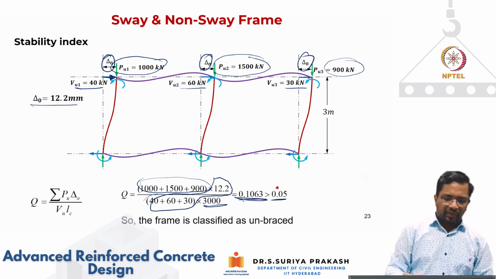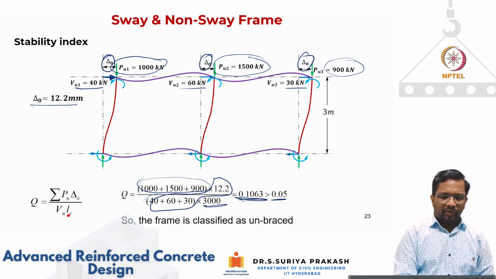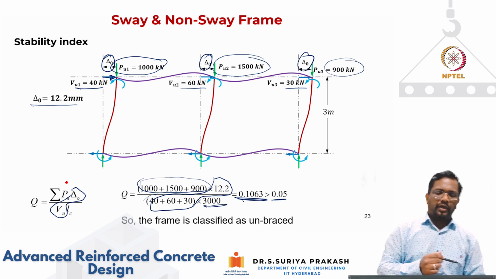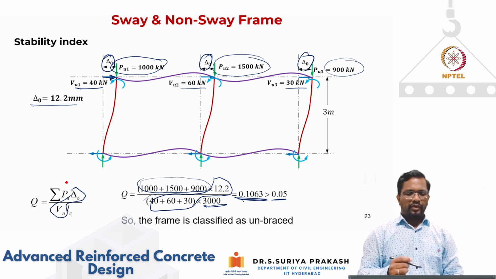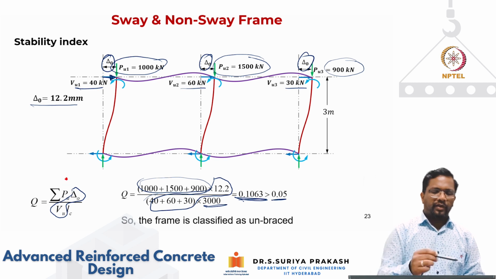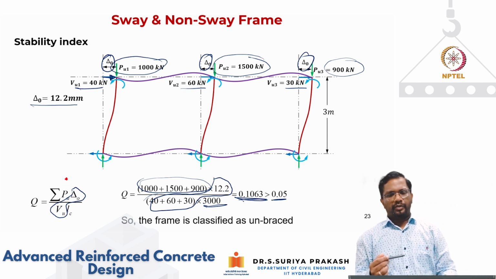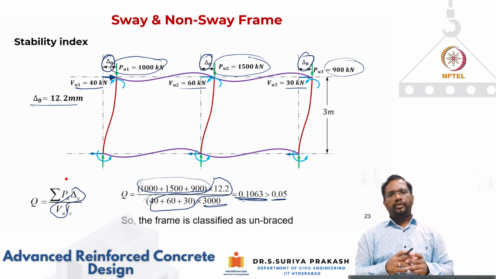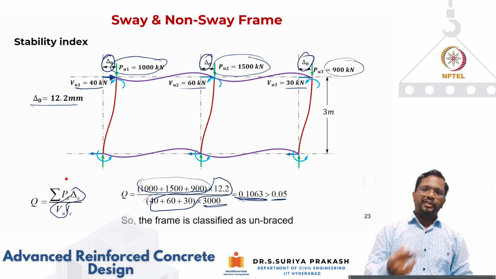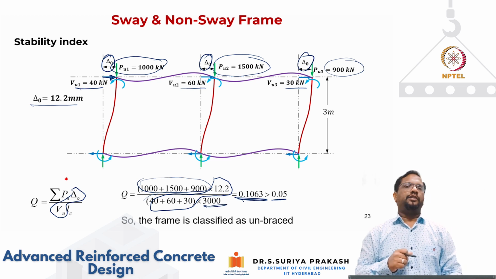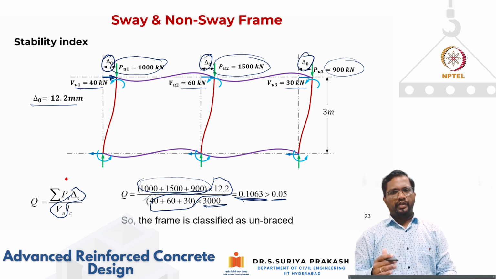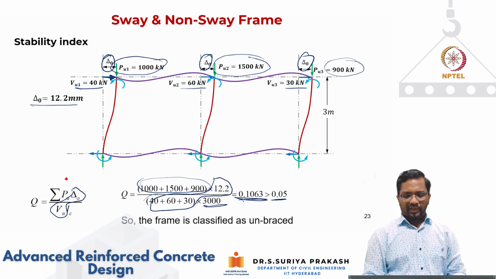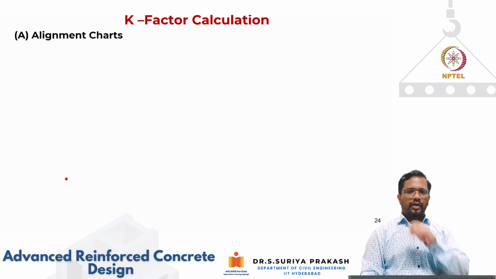You will find that this largely depends upon your delta naught by VU, which is your lateral flexibility. If I am able to calculate this delta naught by VU, or lateral flexibility, based on the dimensions of the columns and beams, then it will be easy for me to ascertain whether this particular frame is swaying or non-swaying. So let us see how to calculate this delta naught by VU, which is called lateral flexibility.